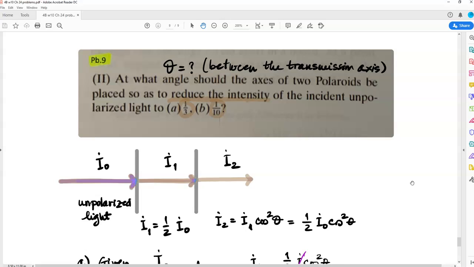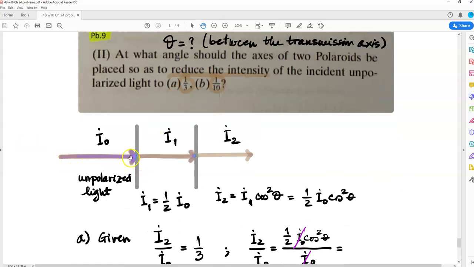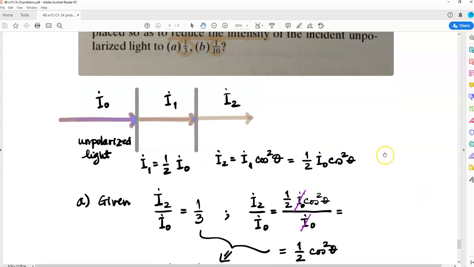Here we have the same thinking. You have unpolarized light coming in, less intensity going out, typically a half, then less intensity coming out of the second one. I changed colors here just to show that. So I1 is a half of I0. I2 is I1 cosine squared. If you plug in I1 as 1/2 I0, you get 1/2 I0 cosine squared of theta.